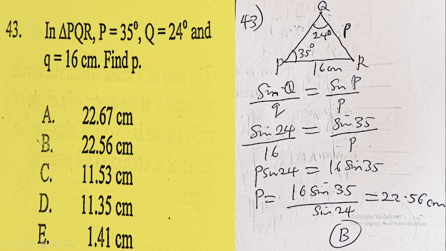We can use sine rule to find this side p, which is the opposite side of angle P. The ratio of an angle to the side facing it is equal to the ratio of the other angle to the side facing it. That's sine rule. Imputing the values, angle Q is 24 and angle P is 35. Side q is 16 and we are looking for side p. Cross multiplying, we have p sine 24 equals 16 sine 35. Then divide both sides by sine 24 to find p, and that gives us 22.56 centimeters. So option B is the correct option here.